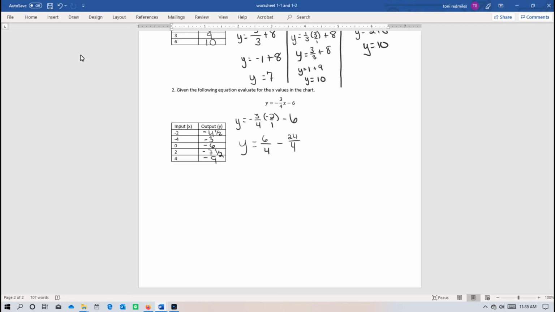All right, so 6 minus 24. So I'm minusing more than what I have, so I know my answer is going to be negative. And if I subtract those two numbers, I'm going to get an 18. Let's see, 4 can go into 18 -4 times, with 2 left over, which reduces down to 1/2.